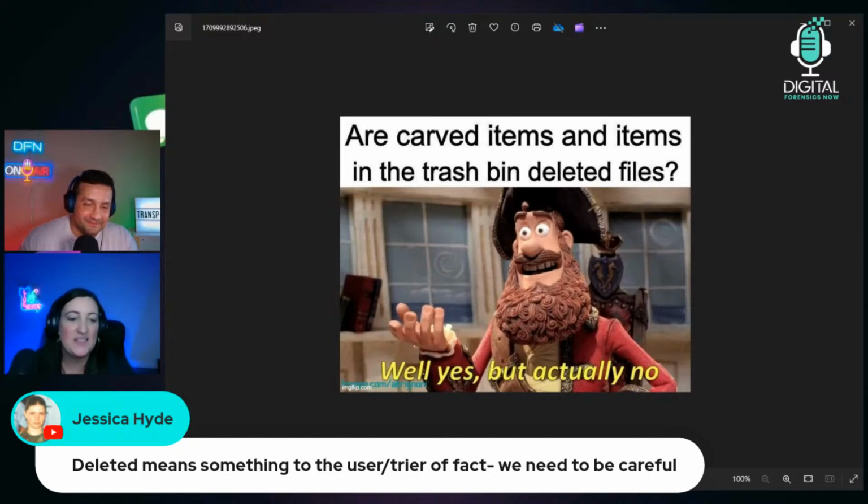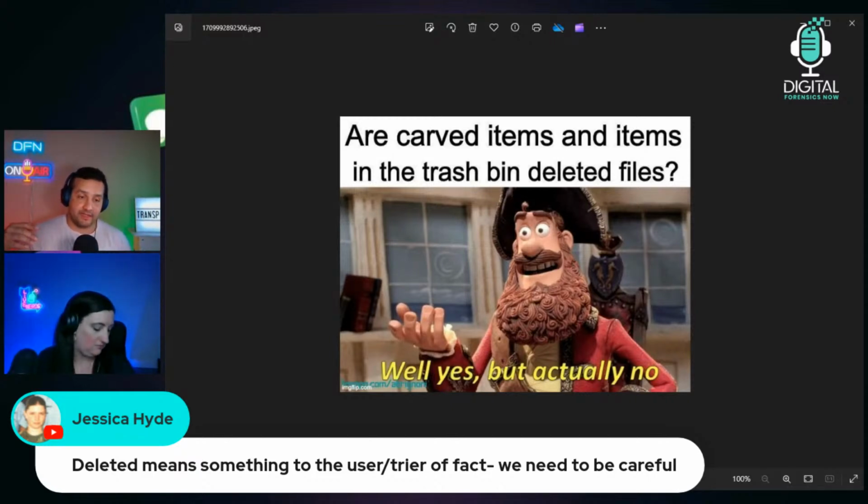Jessica says deleted means something to the user. Trier of fact, we need to be careful. 100%. Yeah, the term can be loaded, right? When you say something is deleted, intentionality could be part of that. The trier of fact, what she means by that is the jury, for example, the ones that decide what actually happened or not. They could think, what's deleted?